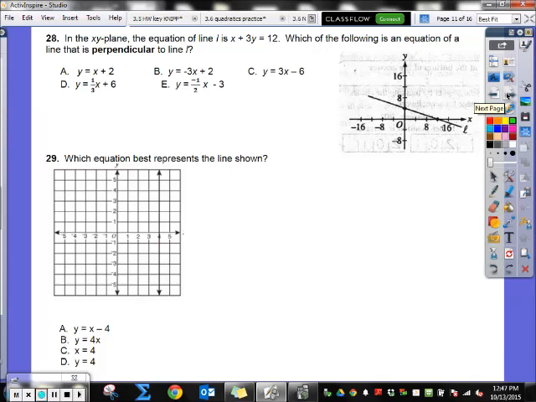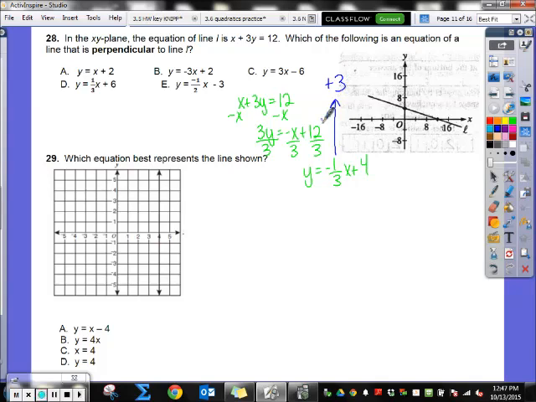Okay, 28, we have an xy plane. The equation of line L is x plus 3y equals 12. Which of the following is an equation of a line that is perpendicular? Well, we have to know this slope, and you can use that picture, but it's not the best picture. So I'm going to find the slope of this line. So I'm solving for y. Okay, so my slope of that line is -1/3. So if I want the opposite reciprocal of that, I'm looking at a +3. And then if I check my answer choices, the only one that has a +3 is C.